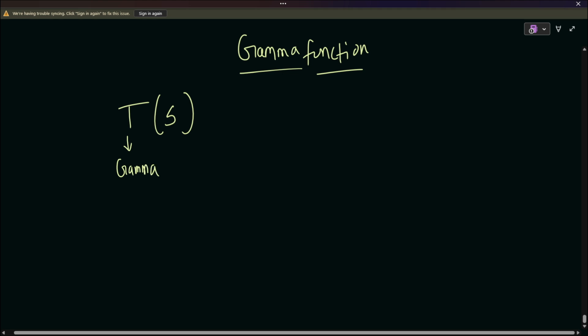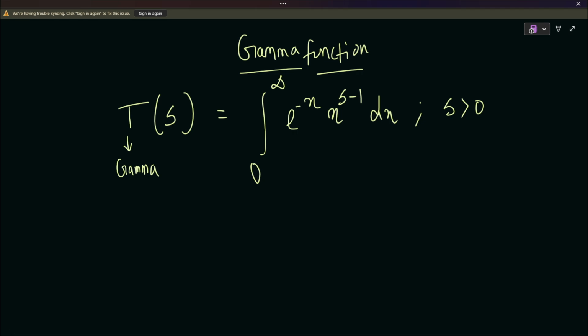Gamma of s is defined as the integral from 0 to infinity of e to the power minus x into x to the power s minus 1 dx. And this is defined for all real numbers where s is greater than 0. If we invoke complex numbers, the real part of s must be greater than 0. So this is also defined for complex numbers as well.